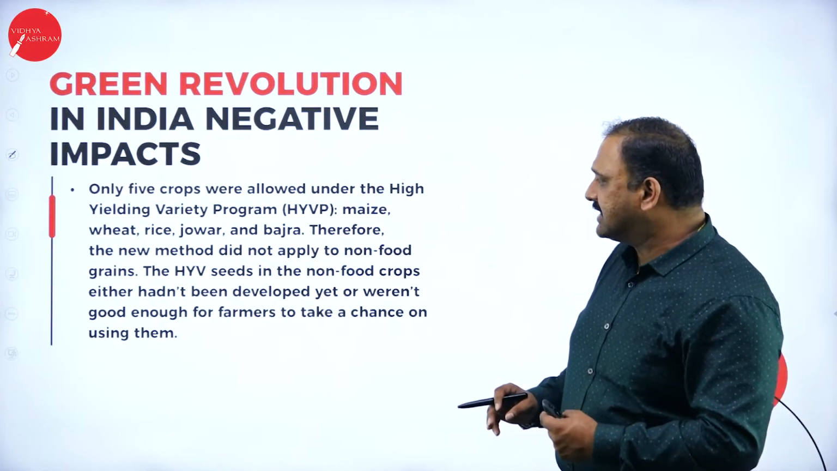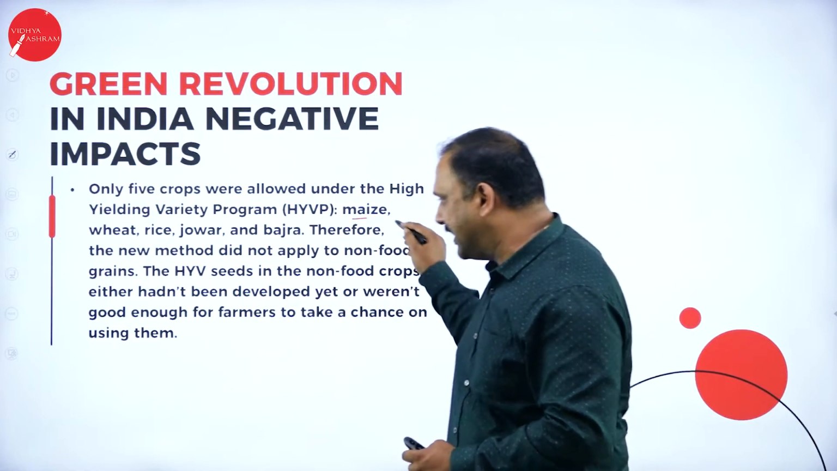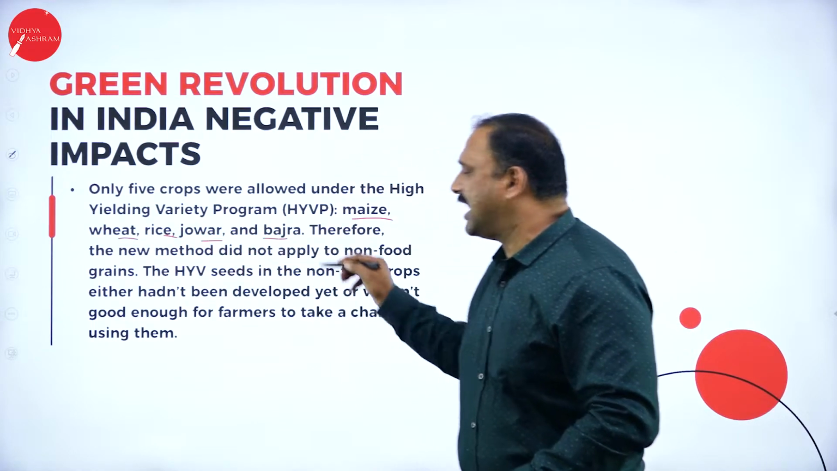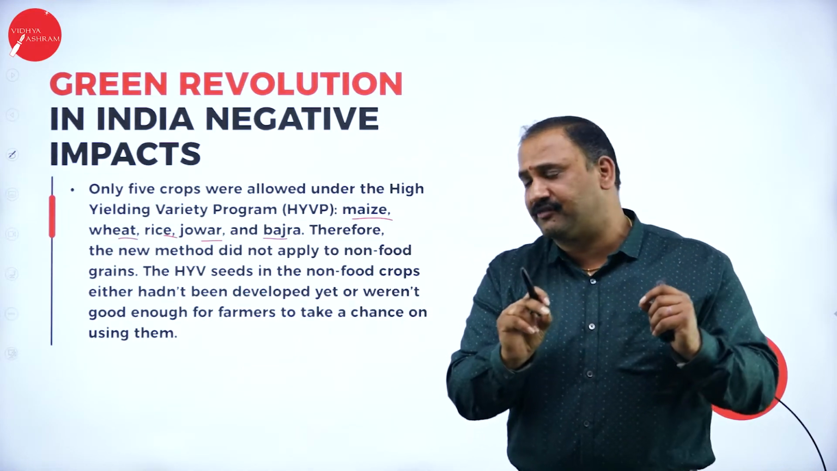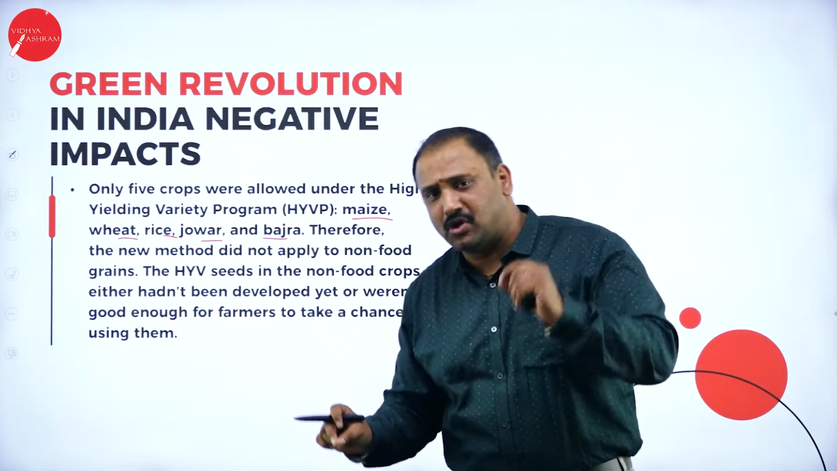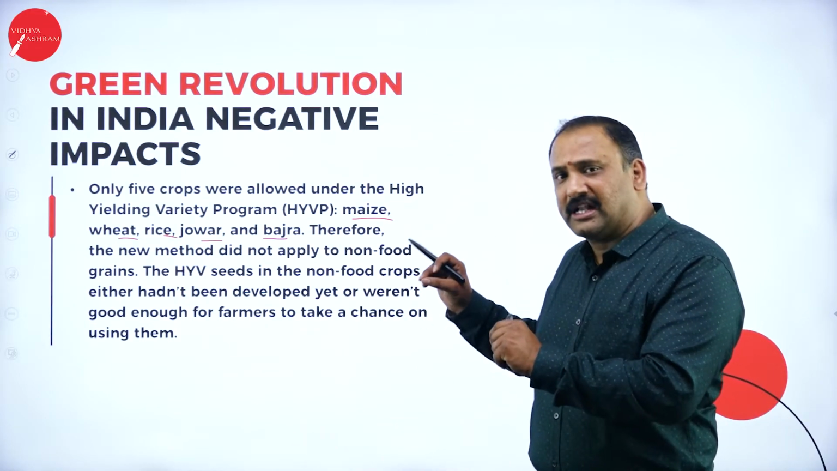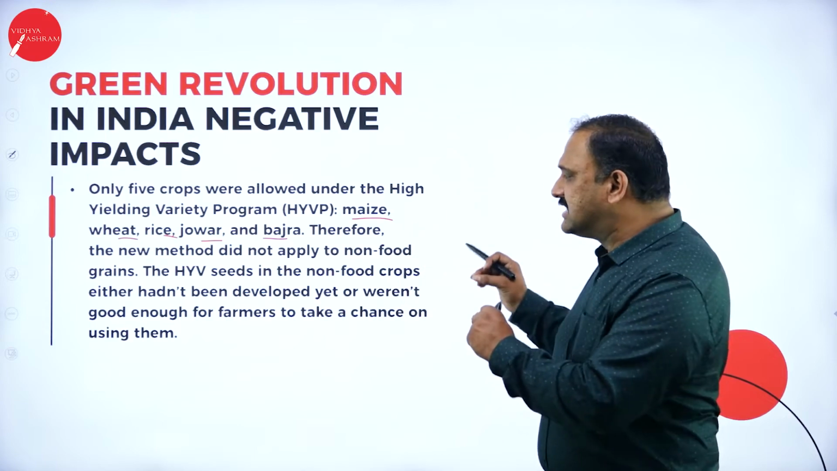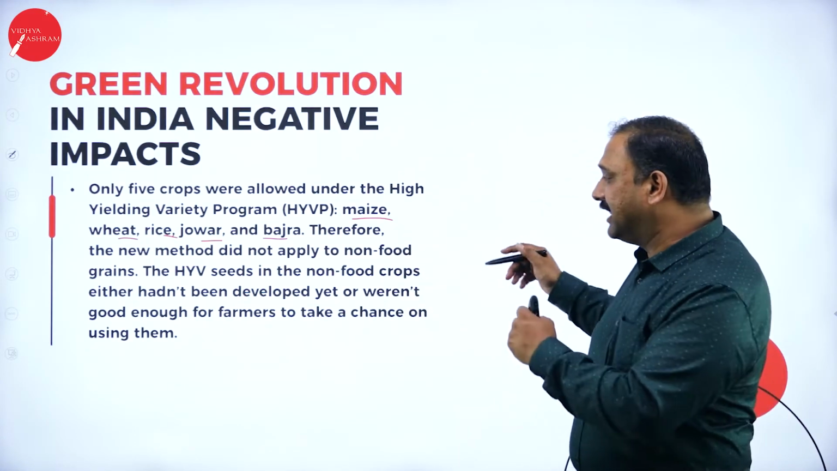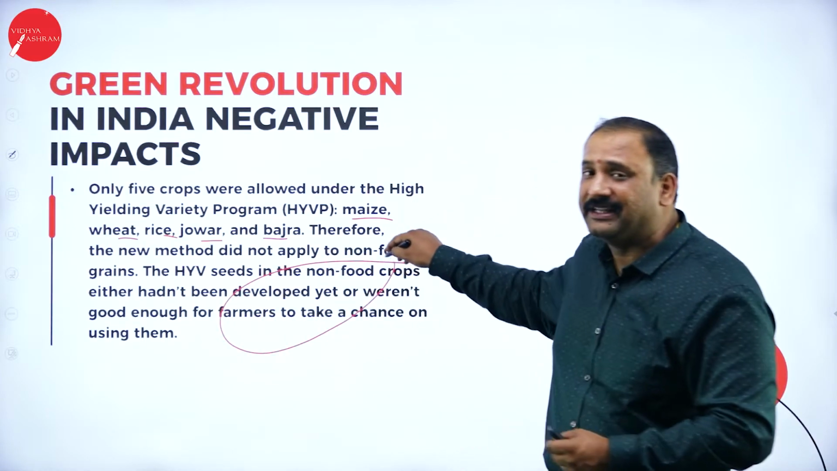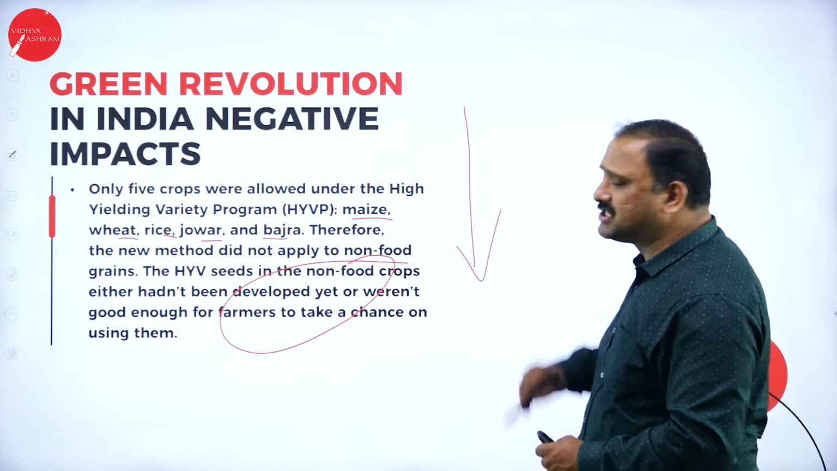The next thing is that only 5 crops were allowed in this. What were those 5 crops? Maize, wheat, rice, jowar, and bajra. These were the only 5 crops which got benefited because of the Green Revolution. But what about those non-food grains? What about those other crops, like jute or tea? These did not get that benefit. Why? The high-yielding seed varieties were not being developed in that particular year. So automatically, on the other side, the output started coming down.